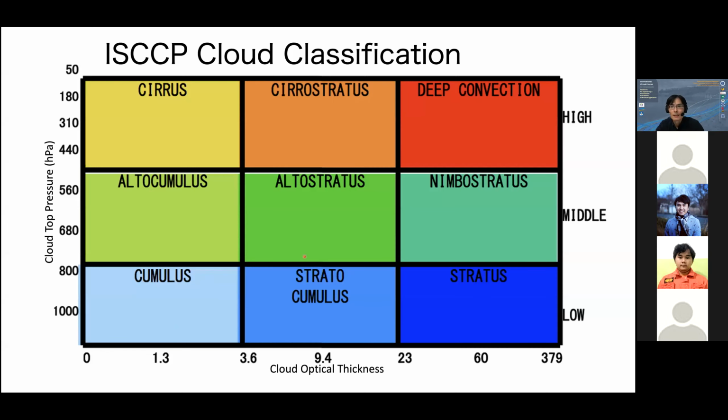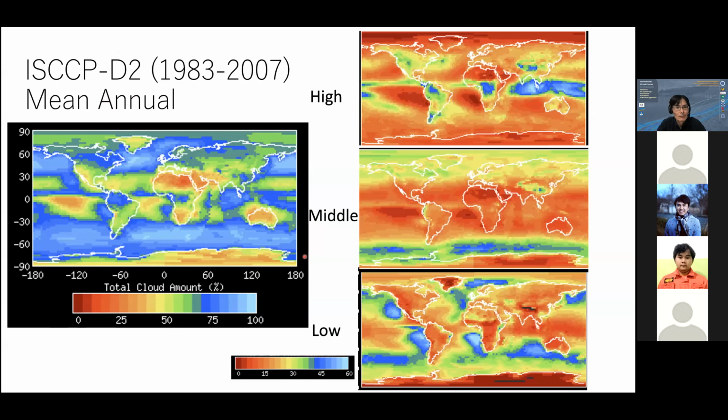This is a climatology of the ISCCP D2 data. The left side of the slide shows a very rough image of the total cloud amount of the globe. The ITCZ is relatively high, and it is relatively low in the Sahel regions and the tropical areas. Compared with the previous one, this classifies clouds into three levels: high-level cloud, middle-level cloud, and low-level cloud.